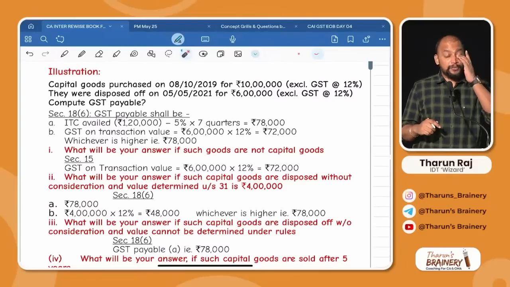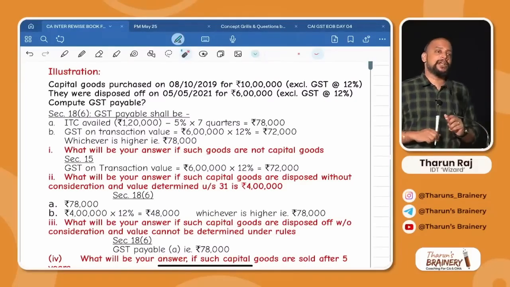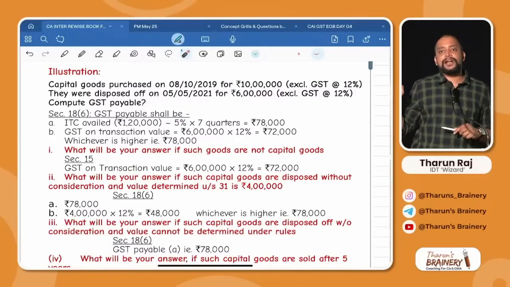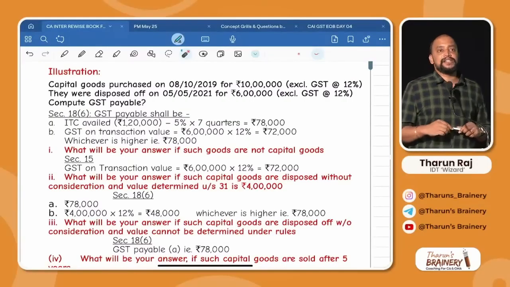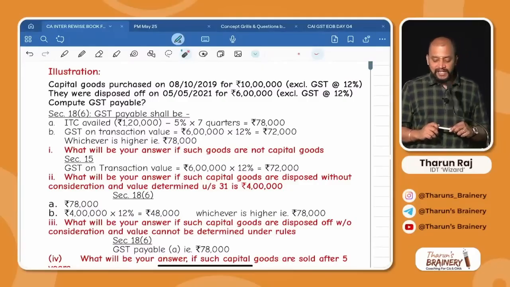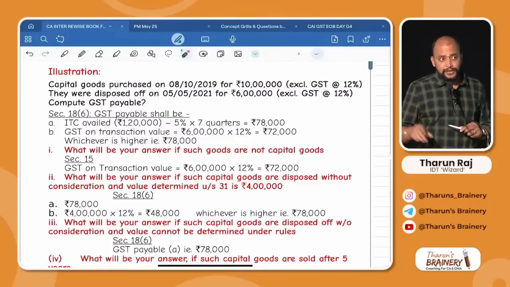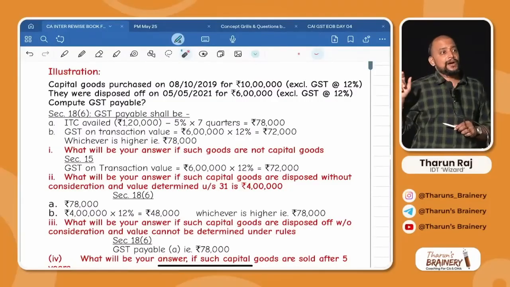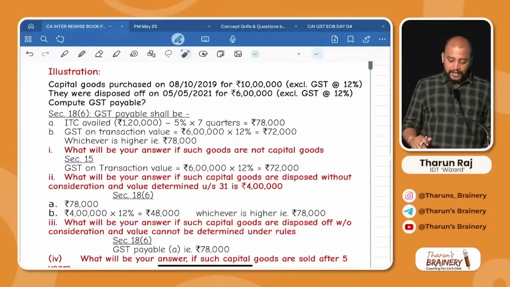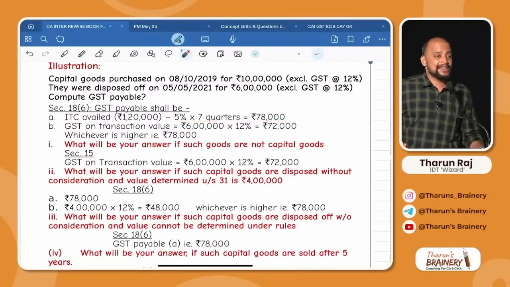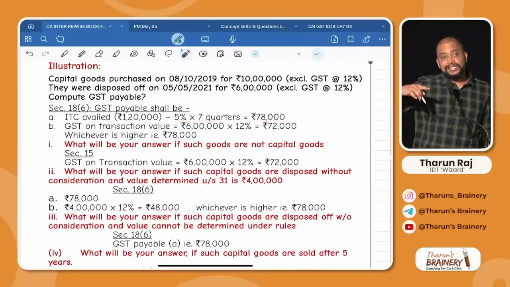What is the ITC availed? What is the formula? Can you tell me what the provision is? How much is the GST payable? ITC availed minus 5% for every quarter or part thereof. What is the ITC availed? Check the question. 10 lakhs into 12% is 1,20,000, minus 7 quarters into 5%, that is 35%. See this, 7 quarters into 5% is 35%. 1,20,000 minus 35% is 78,000.